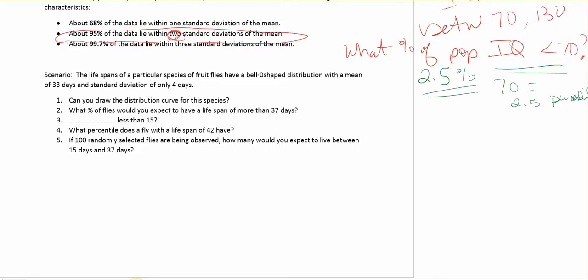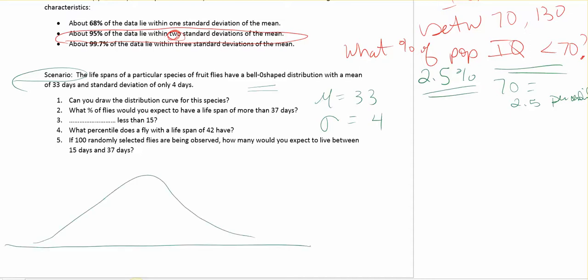But our scenario this time is that I have a lifespan of a particular species of fruit flies that have a bell-shaped, nice typo, distribution. They have a mean of 33 days for their lives, and their standard deviation is only 4 days. So can you draw a distribution curve for this species? So we do our best to get this bell-shaped curve here, and you can see I draw super duper well. Part of that I'm going to blame on my computer.